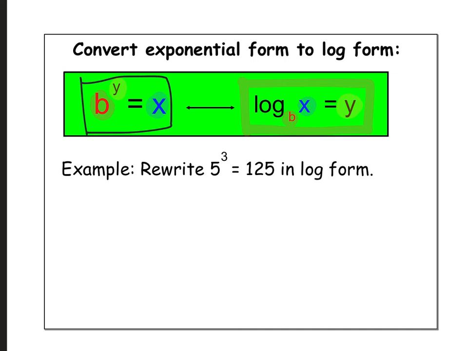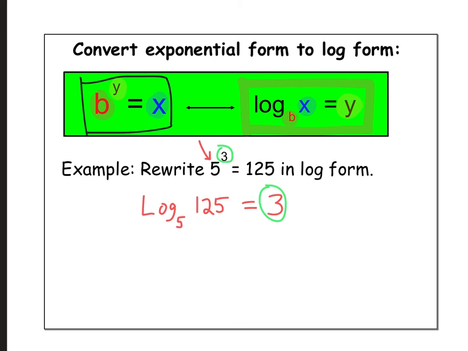Okay, so let's look at some examples. If you see an exponential equation like 5 to the third equals 125, that's just a true statement. 5 to the third power does equal 125. If we want to rewrite that, the log base is the same as the base that you're raising to a power, of 125, and logs always equal the exponent. Say it again, the log always equals the exponent.